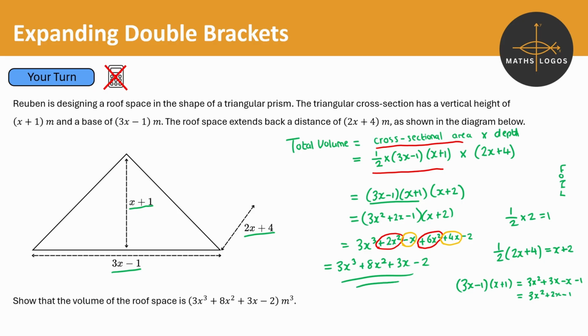Now the question asks me to show that the total volume of the roof space is 3x cubed, add 8x squared, add 3x, take away 2 meters cubed, and I've already done that. Let's just write our answer. Therefore, the total volume is equal to, and just rewrite what they want us to show it is. So that's my final answer. The total volume is equal to 3x cubed, add 8x squared, add 3x, take away 2 meters cubed. Well done if you got that right.